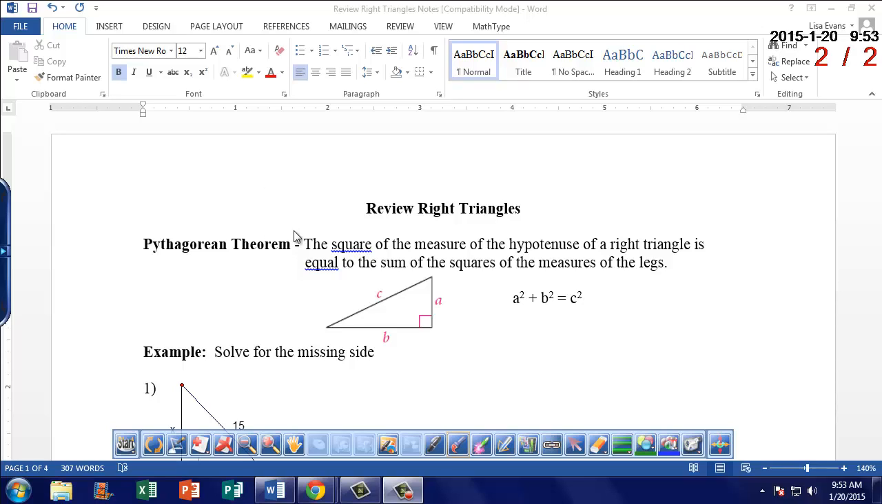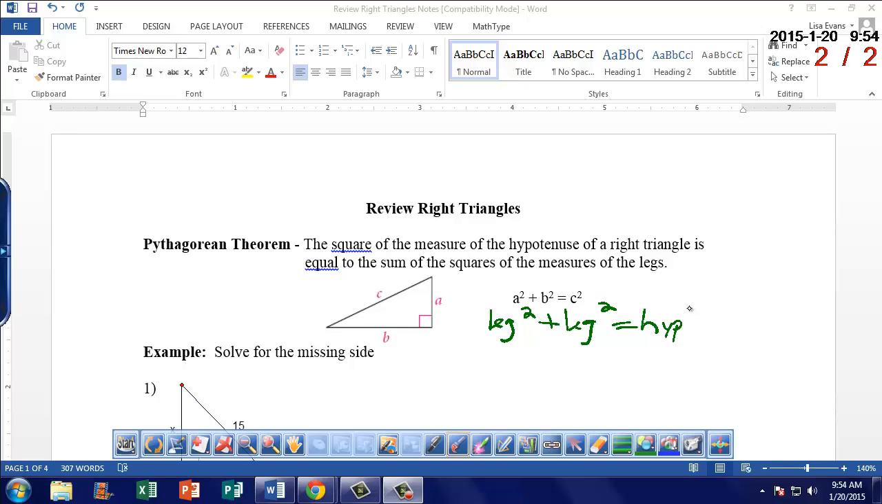The Pythagorean Theorem is what we use to solve for a missing side of a right triangle. The Pythagorean Theorem says the square of the measure of the hypotenuse is equal to the sum of the squares of the measure of its legs. Most of you know it as a squared plus b squared equals c squared. I like to define it as the leg squared plus the other leg squared equals the hypotenuse squared.